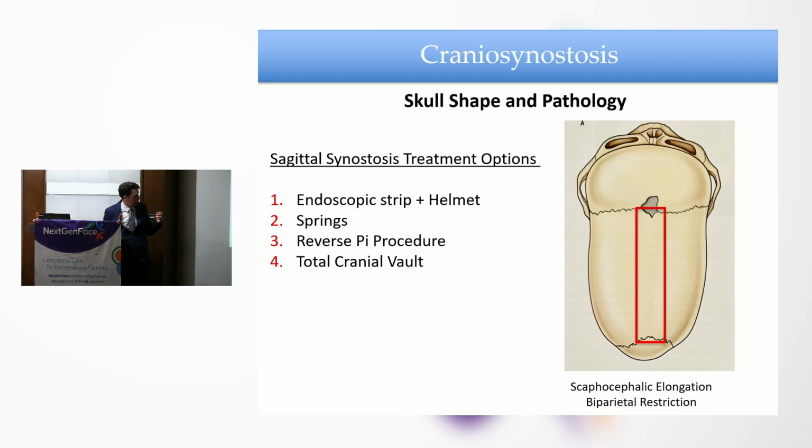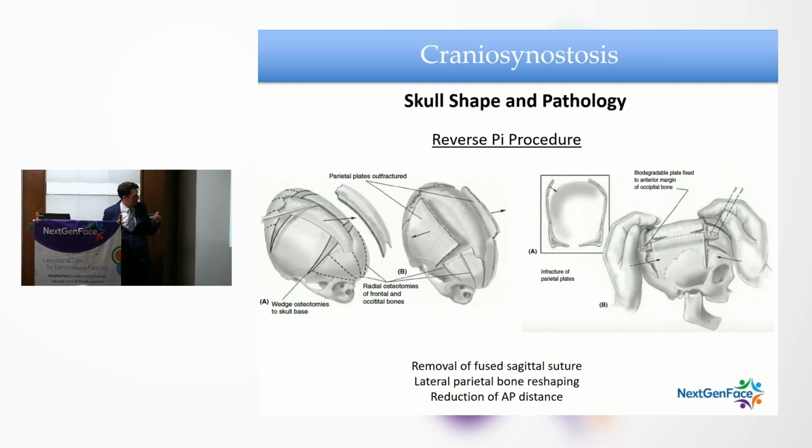So there are different modes of treatment. You can do an endoscopic strip with a helmet. You can do springs. You can do a reverse pie procedure or a total cranial vault. The reverse pie procedure is kind of in between them. You're treating the pathology, and that's my preference, although others are effective also. This is a schematic of that.